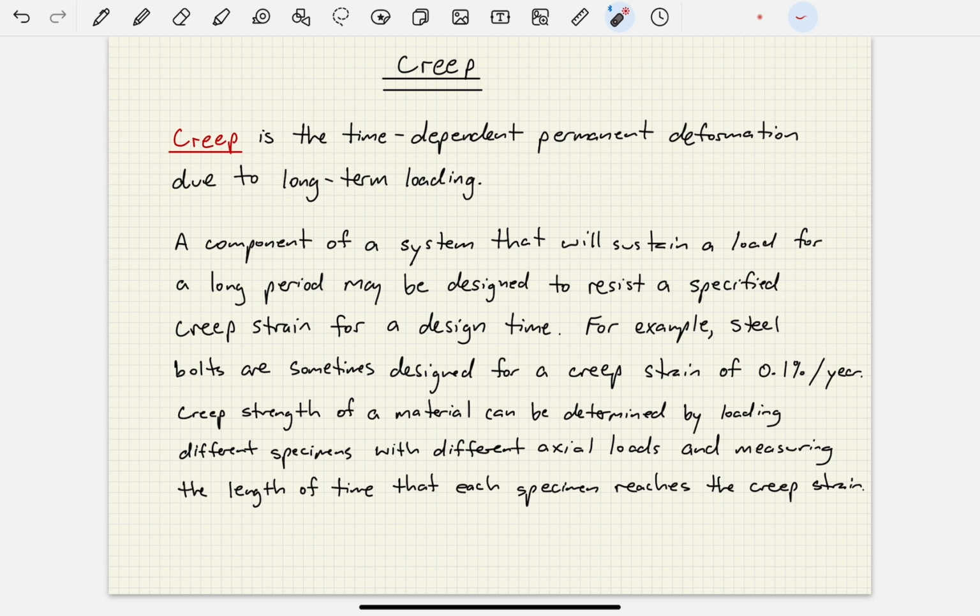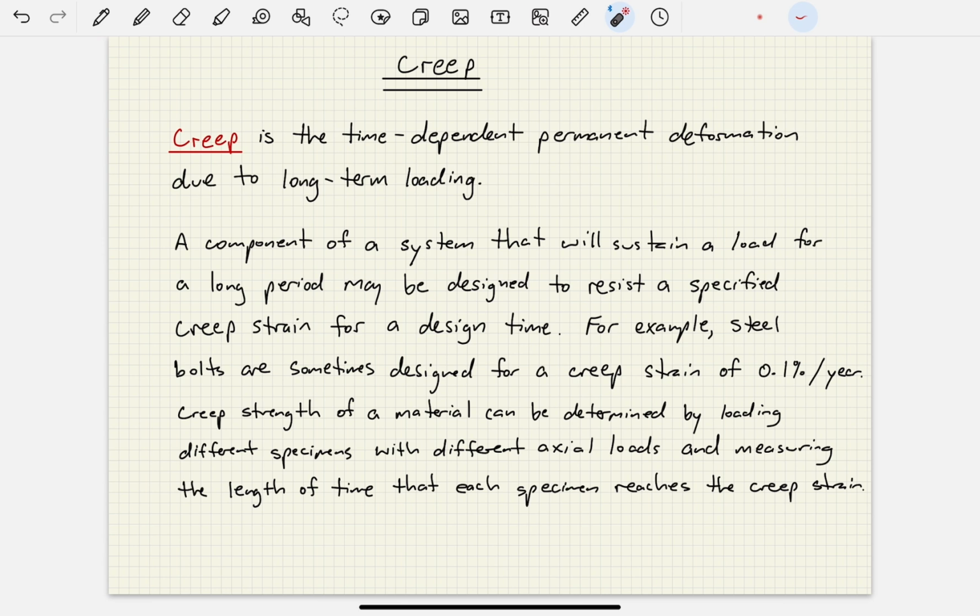So for example, steel bolts are often or sometimes designed for a creep strain of 0.1% per year. So what that means is, when we say strain, we're talking about epsilon. So if we're saying a creep strain of 0.1% per year, what we're meaning is sometimes bolts are designed to basically experience 0.1% of strain, or 0.001 strain, per year.